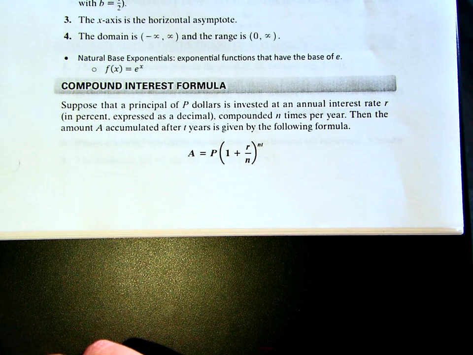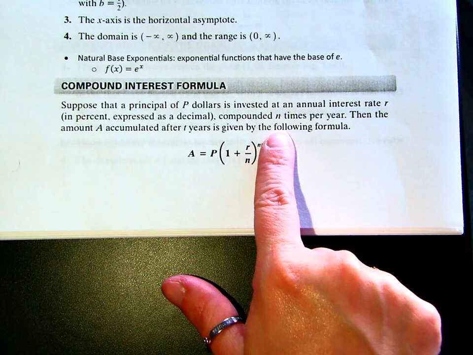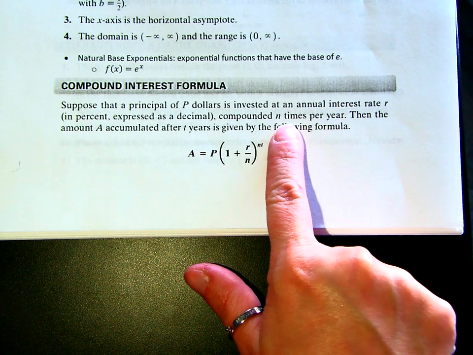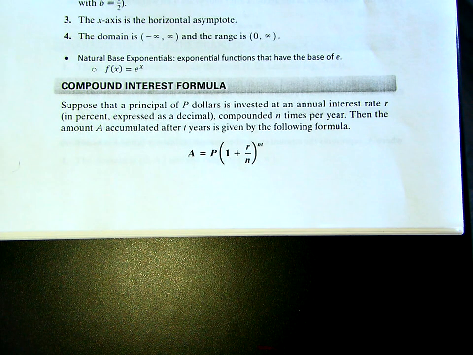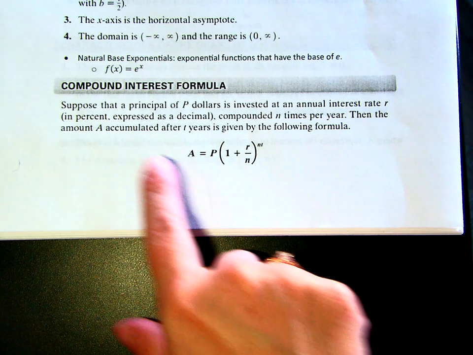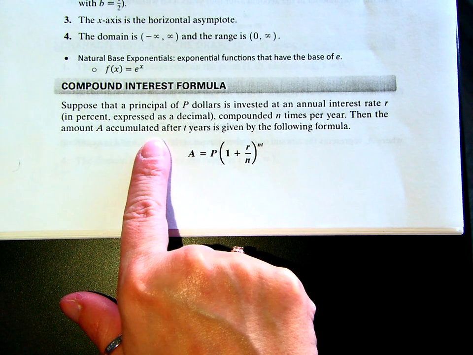Then it's going to tell you how many times it's compounded in a year. So maybe it's compounded quarterly, which means it's compounded 4 times a year. Maybe it's compounded monthly, so it's compounded 12 times a year. It will tell you how many times it's compounded. And then it will tell you how many years, or it will tell you how much you've accrued or accumulated. So A is your accumulated total, T is the number of years.